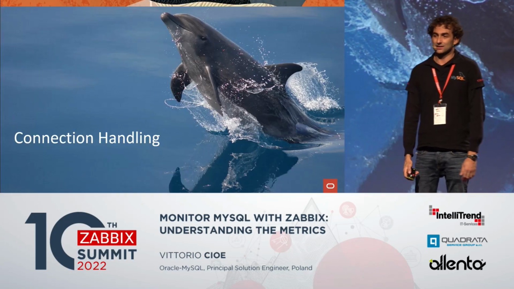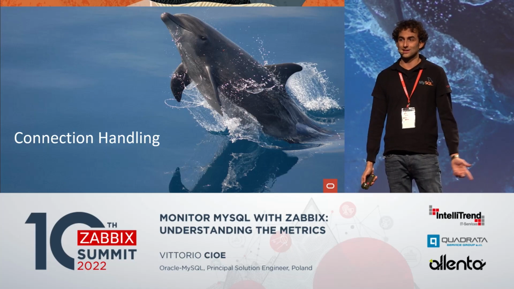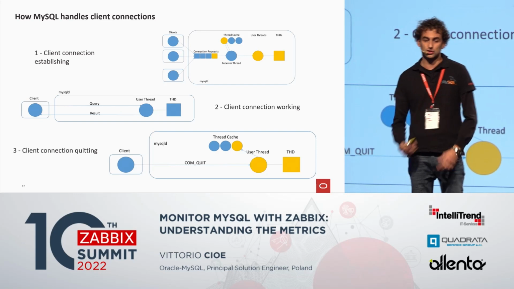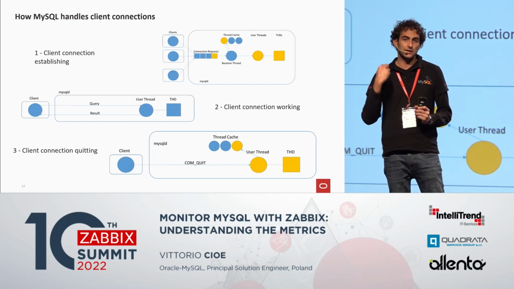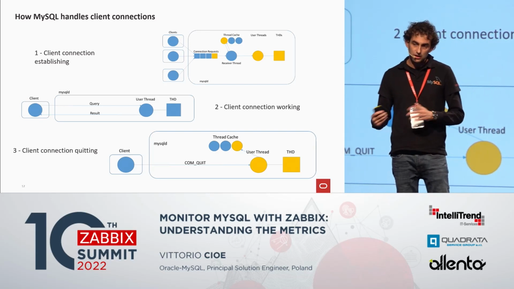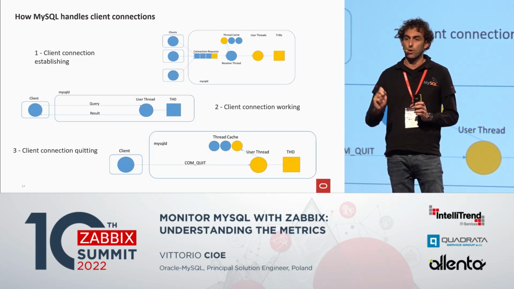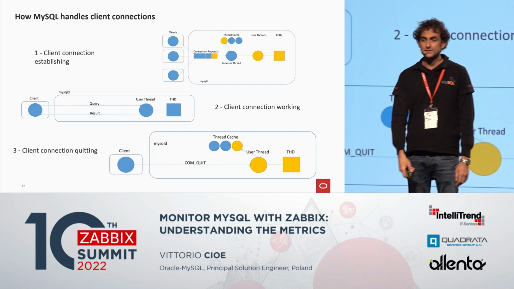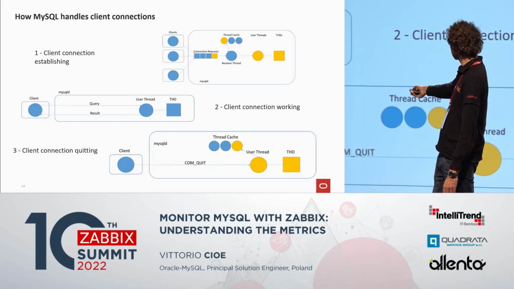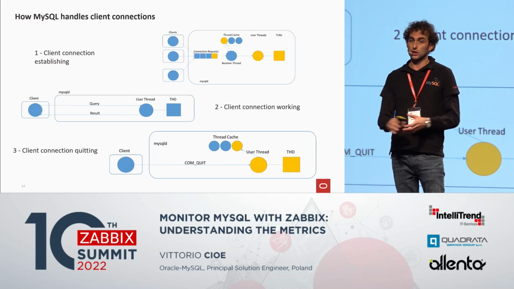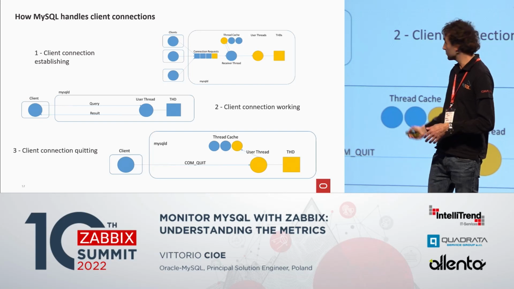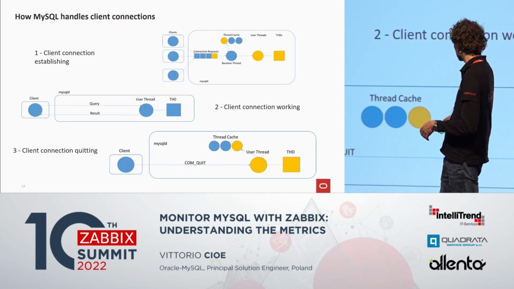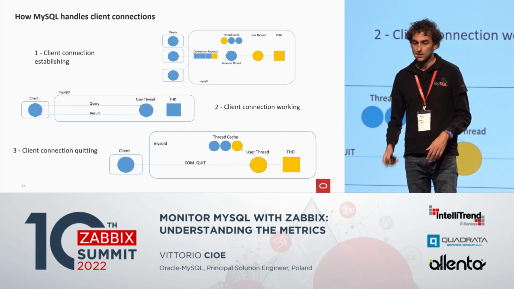So in terms of connection handling, can we speak about connection handling without understanding how it works? Of course not. So this is the way MySQL handles connections. There is a connection establishing phase where the client provides credentials and gets a thread assigned from a buffer or created on purpose. Once the connection is established, there will be the user thread and the client will hook up to this user thread, do its stuff, and then send a close signal. The user thread will come back to the thread cache, and the connection will be ended.